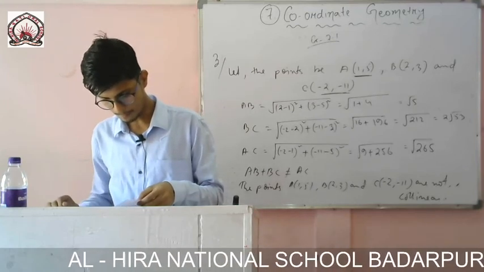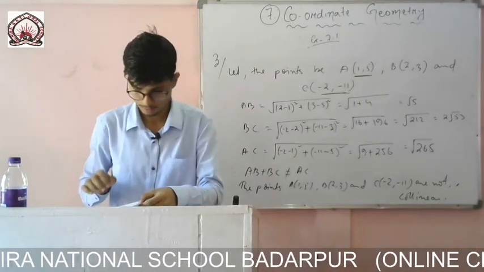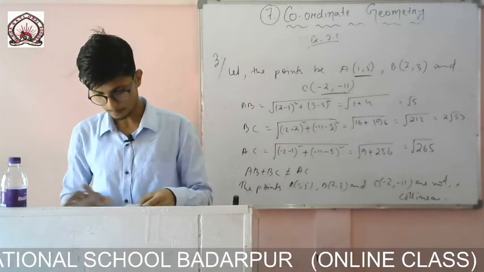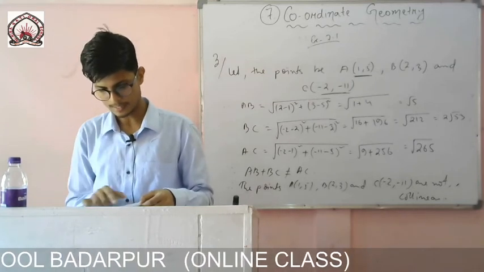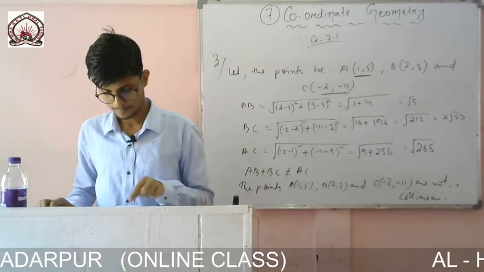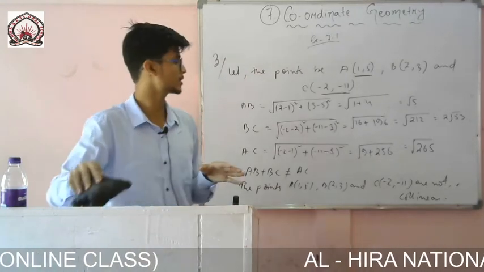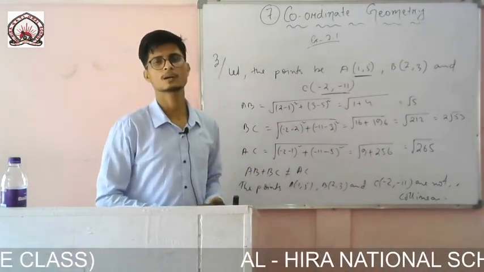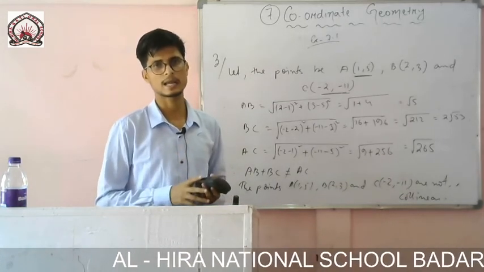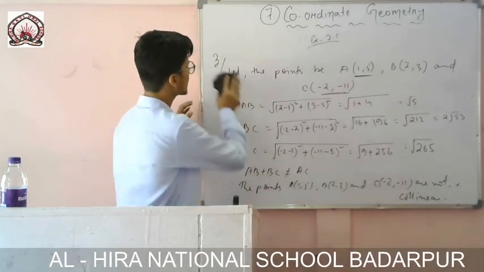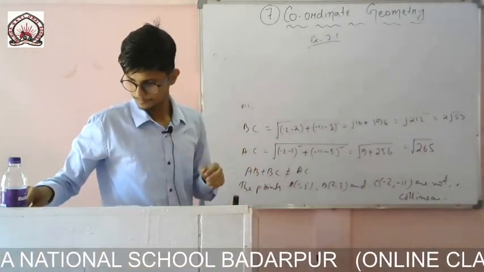Okay, now question number 4, sorry, 3 finished. Question number 4: check whether 3 points are given vertices of an isosceles triangle or not. You have to check whether these 3 coordinates are the vertices of an isosceles triangle or not. So you know what the properties of an isosceles triangle are. In case of an isosceles triangle, 2 sides are equal.